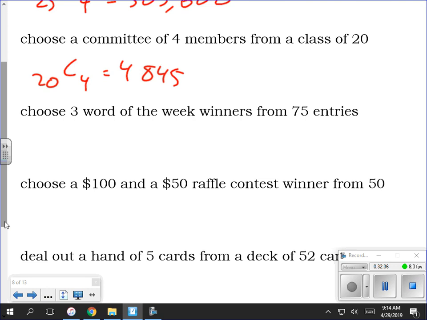Okay, the next one. Choose 3 Word of the Week winners from 75 entries. Does order matter? You have to win, but does it matter between those 3 winners? Is there a designation difference between the 3 winners? No, as long as you're one of the 3, you get the same thing. So order doesn't matter on this one. So this would be 75, a combination of 3 at a time. Let's see if your calculator's doing this one. There's a couple of numbers on here. 67,525 ways to do that.